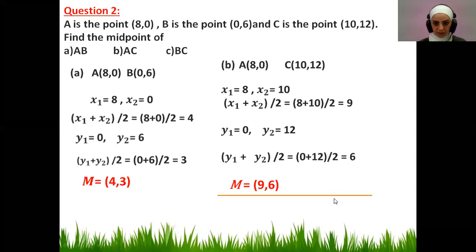Okay, part B is shown already. A is 8, 0. They need the midpoint of A and C. So we just need to use point A and point C. We add the x's, 8 plus 10, 18, divided by 2, 9. 0 plus 12, 12 divided by 2, 6. So the midpoint is 9, 6.